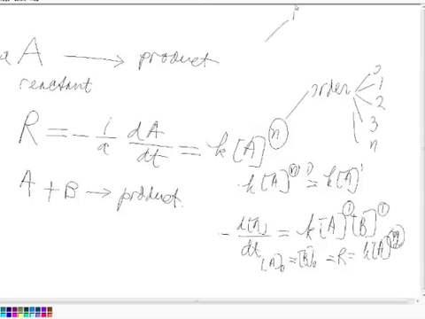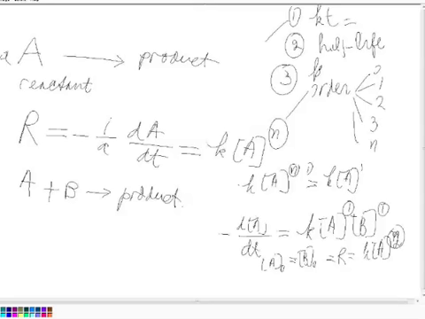So what we learn is, first, determining the rate equation; second, we determine the half life; and third, we determine k by graph. That's what we learn.